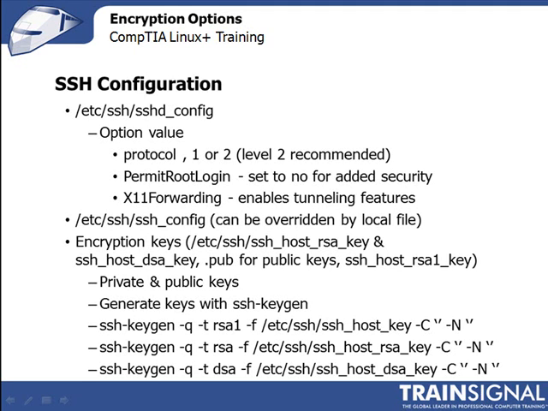SSH works through the use of encryption keys. Each server and user system has a unique key pair, a public and a private key. Now these keys are linked so that if you encrypt data with a public key, it can only be decrypted and read if the receiver has the matching private key.